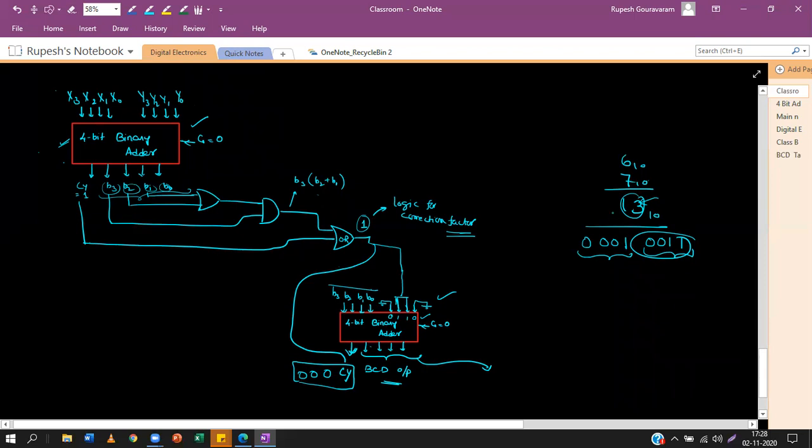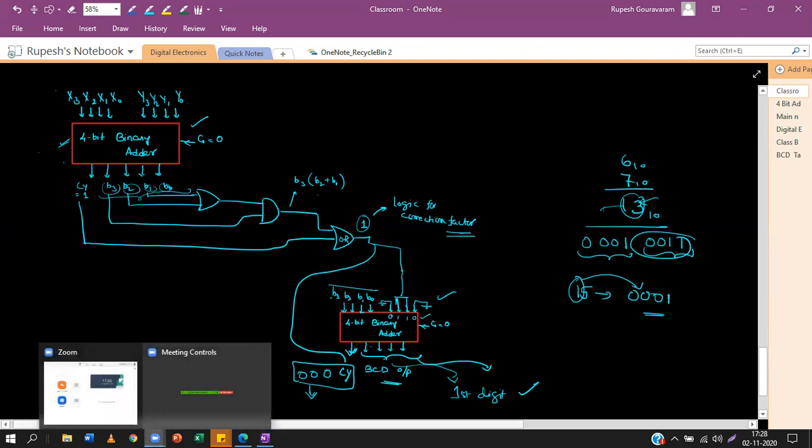More than 1 nothing will occur, because the maximum value possible here is 15. For 15 also it is fixed 0 0 0 1. So here this represents the tens place or second digit, and this represents the first digit. So that's how we design a BCD adder using a 4-bit binary adder. Okay, so we'll stop here.